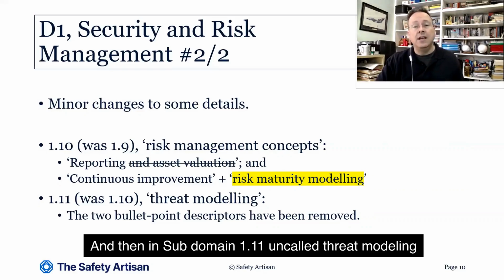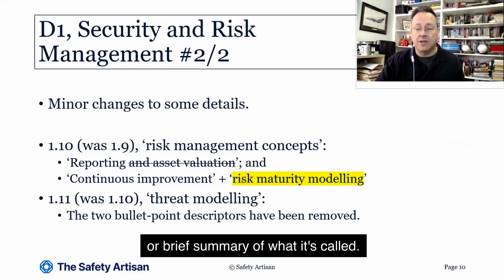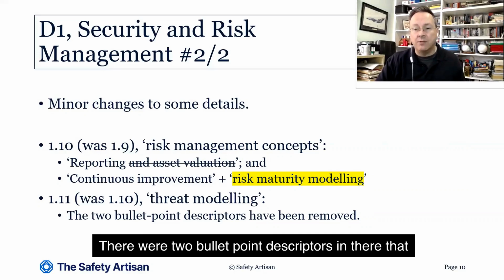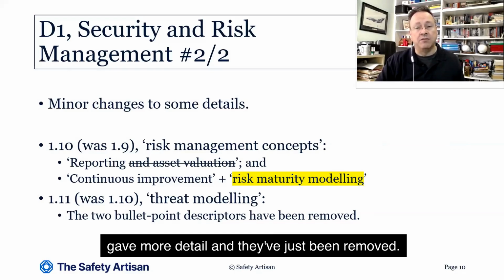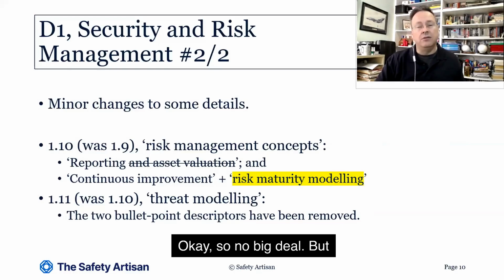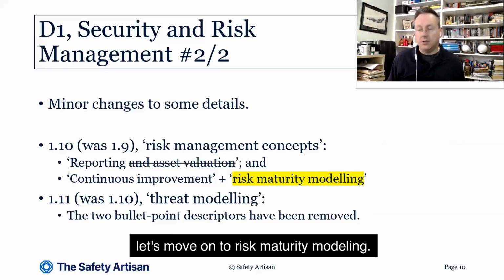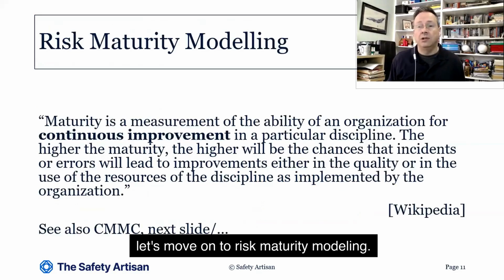And then in subdomain 1.11, called threat modeling, or that's a brief summary of what it's called, there were 2 bullet point descriptors that gave more detail, and they've just been removed. Okay, so no big deal there. But let's move on to risk maturity modeling.